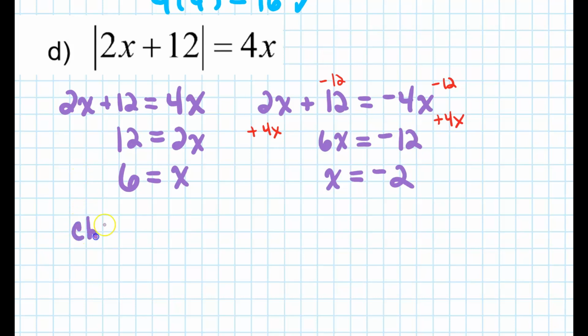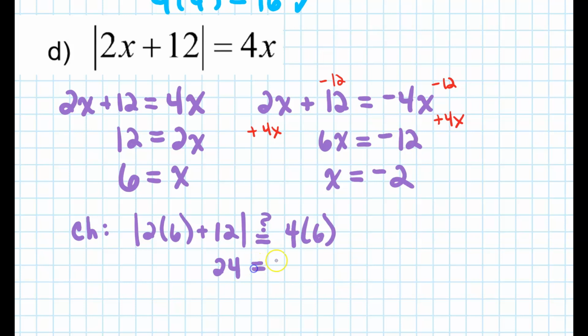All right, so I go in here and I set up my first one. I have 2 times 6 plus 12. Does that equal 4 times 6? All right, 2 times 6 is 12. 12 plus 12 is 24. Absolute value of 24 is 24. Does that equal 4 times 6? Yes. That one checks. So we're good to go there.